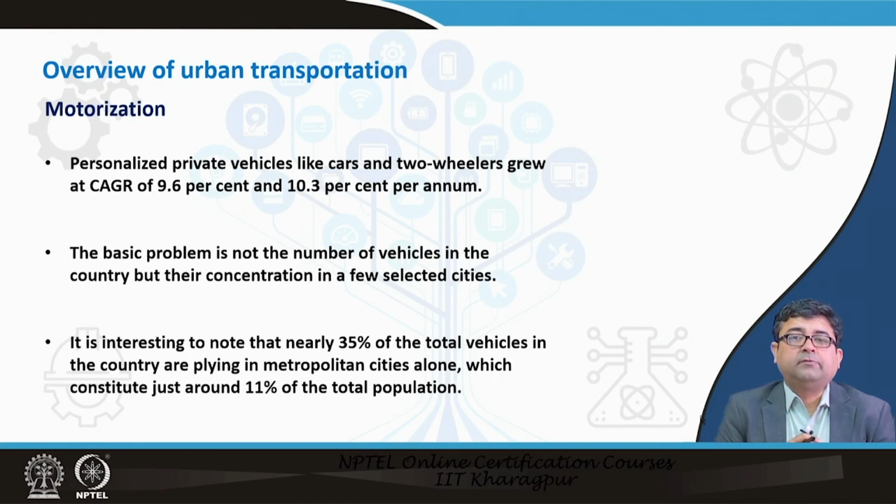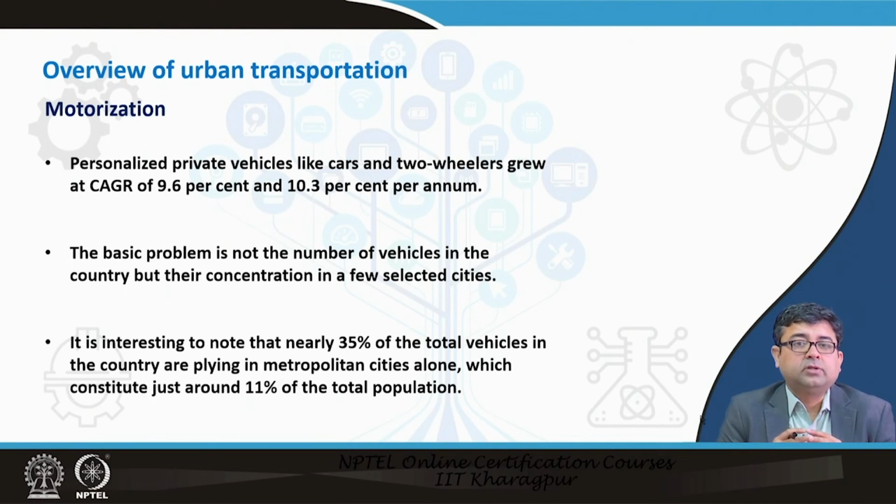This chart further provides figures such as personalized vehicles like cars and two-wheelers grew at a rate of 9.6% to 10.3% per annum. The basic problem is not the number of vehicles in the country, but the concentration in a very few select cities. This is a very concentrated phenomenon. It doesn't happen in smaller cities. They have different transportation issues, but the congestion issue is concentrated in just these large cities.